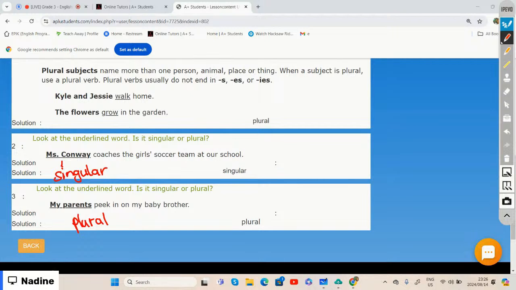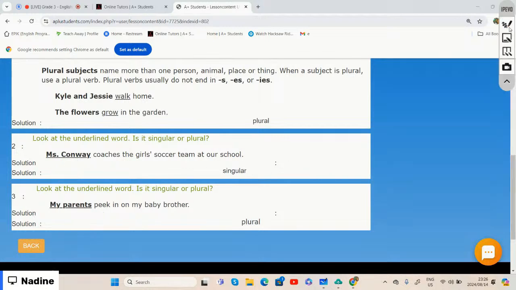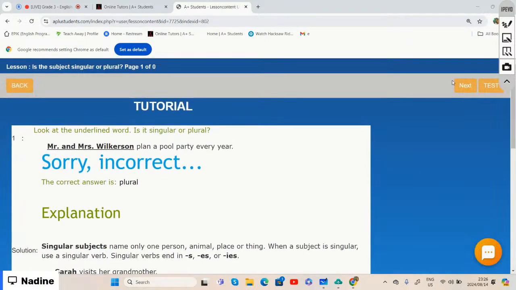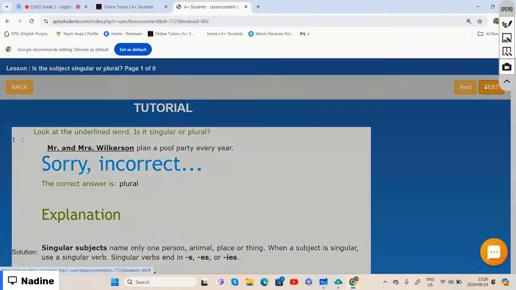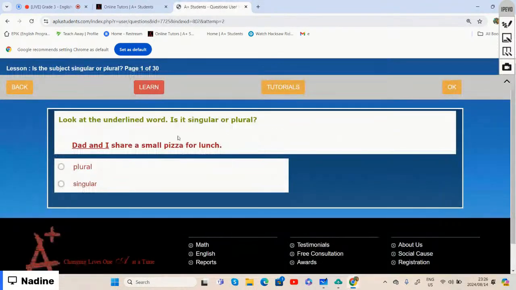All right, so now we're going to our test, where we are going to say if the subject is singular or if the subject is plural. It says, look at the underlined word. Dad and I share a small pizza for lunch. Dad and I, is that plural or is it singular?